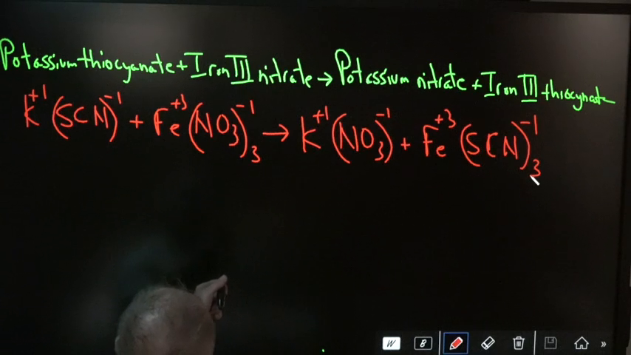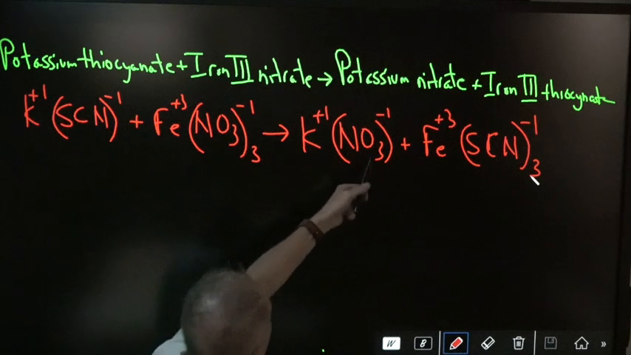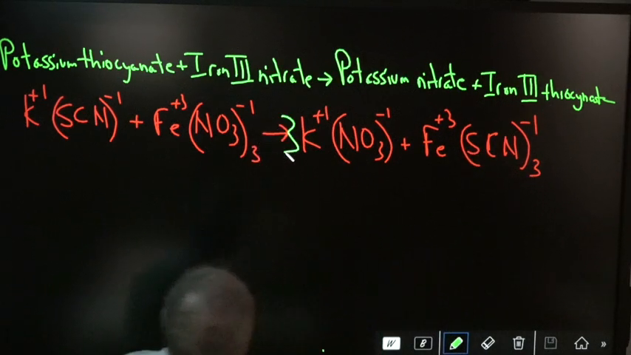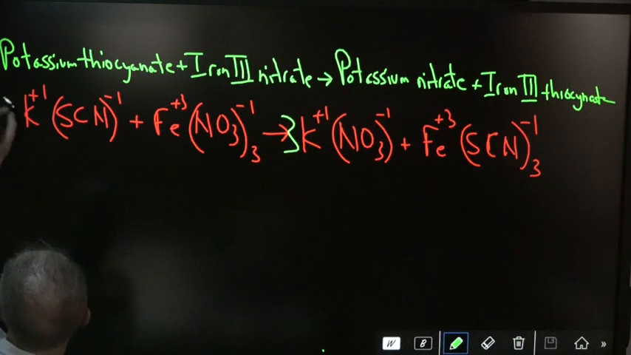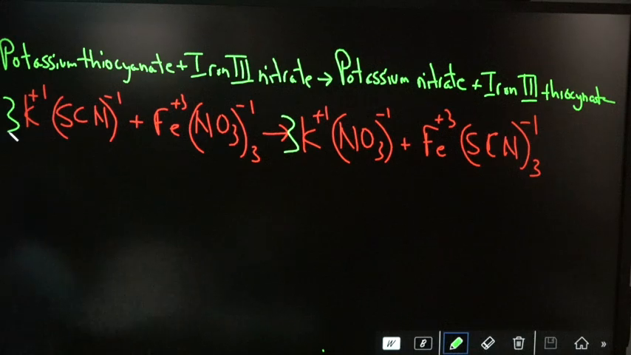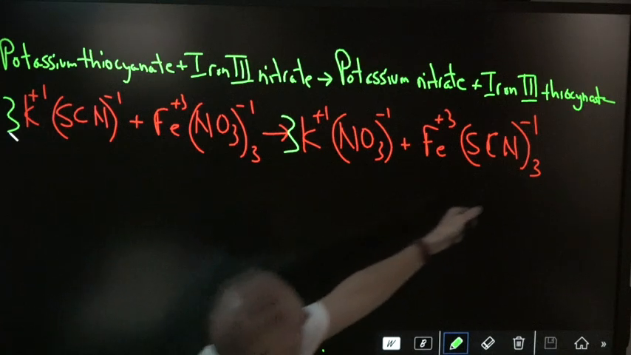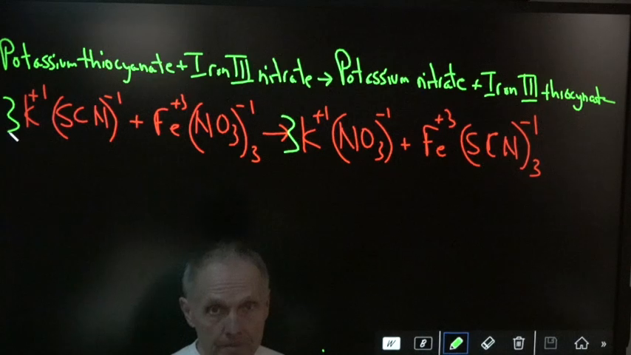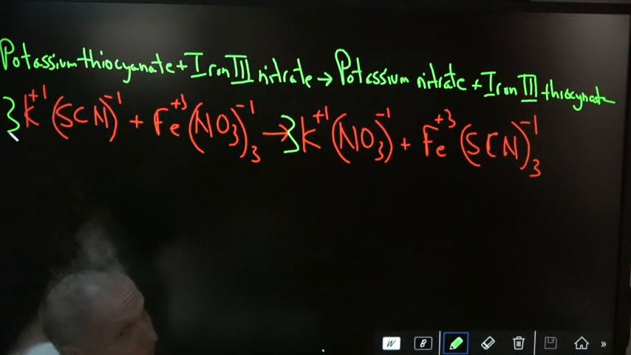So let's look. I got 3 nitrates. Let's start there. 3 nitrates, well, there's only 1 there. So I'm going to put a 3 right there. That gives me 3 potassiums. So I got to come over here and put a 3. Now don't forget that 3 blows through everything, so that's 3 potassiums and 3 thiocyanates. But we already have 3 thiocyanates. We're all balanced. Okay? So, we know that that's soluble because it's got potassium in it.